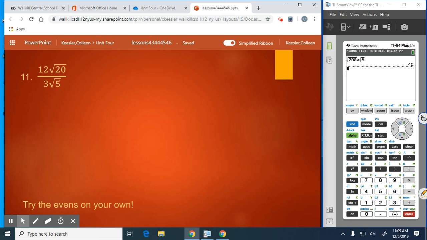So we have 12 divided by 3, which is 4, and then 20 divided by 5 also gives us 4. So we have 4 square root 4. Square root of 4 is 2, so it's 4 times 2, making our final answer 8. Therefore, this is also rational because we don't have a square root left over.